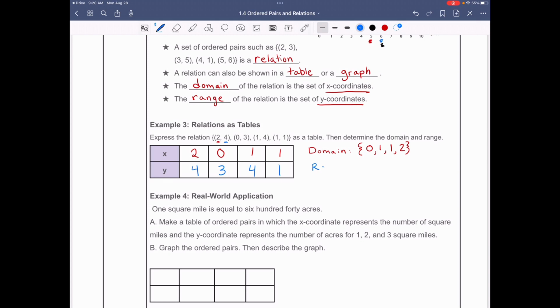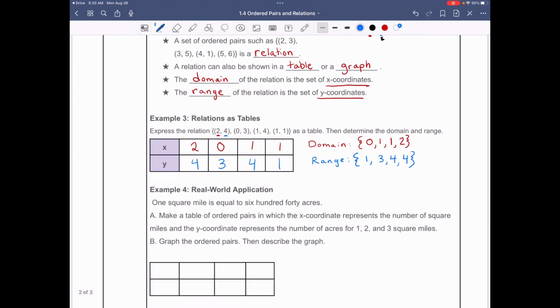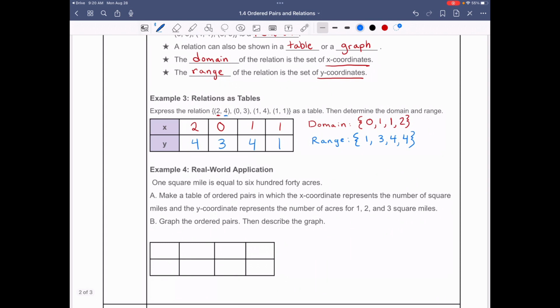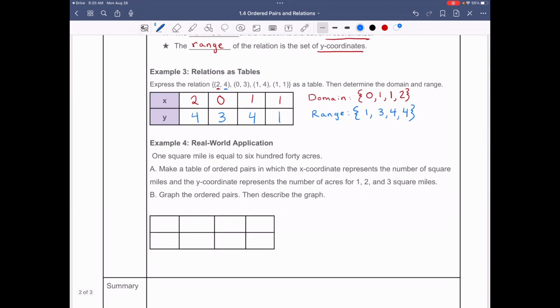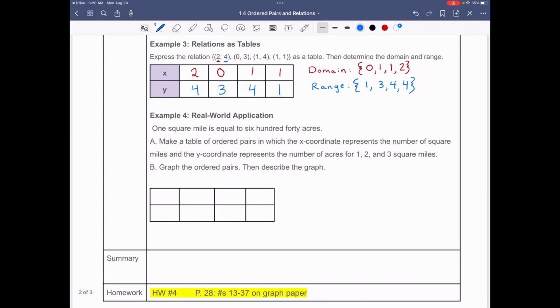And then for the range, we'll start with the lowest number 1, and then we'll put 3, and we'll put 4, and 4 again. The range can repeat, and it'll still be a function, but if the domain has a repeating number, it is not a function, which you'll learn later in different classes in algebra.